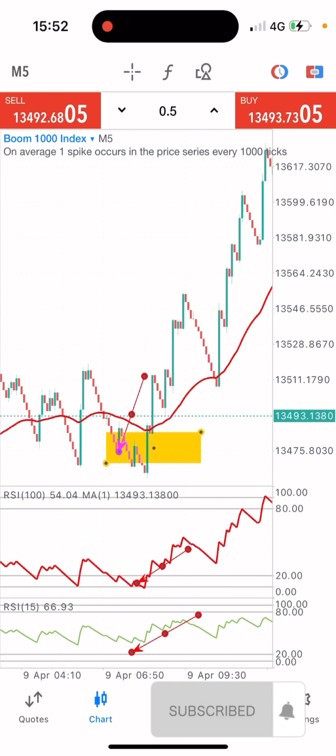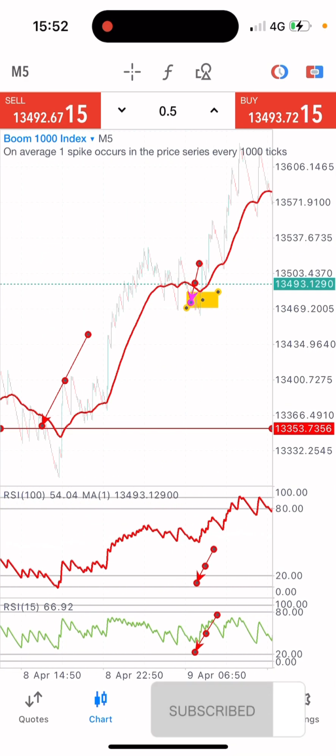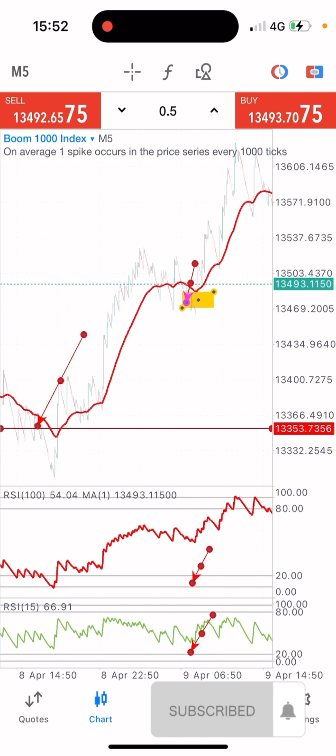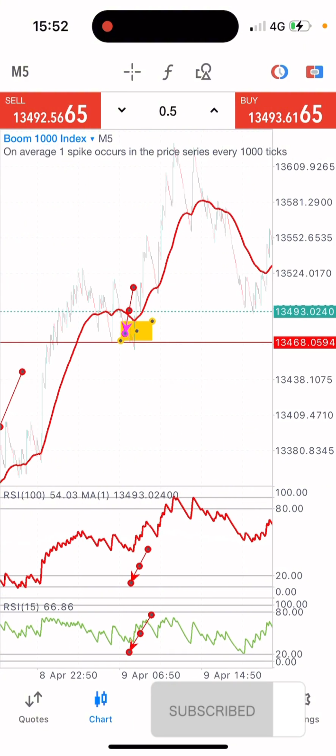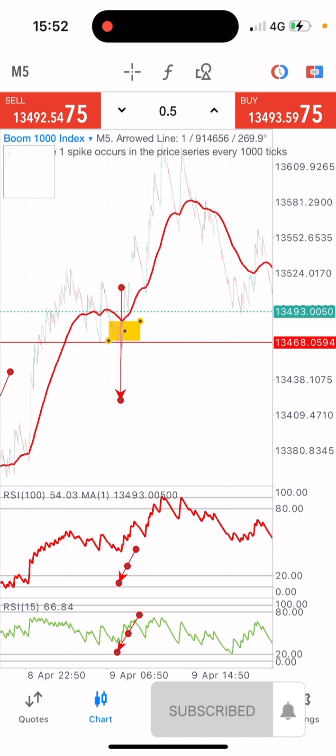See, look where the market was. Market was retesting this support. Look at this one. Market was retesting this support. As soon as it reaches this support, look what happened. Market shoots up just like that. You know what I'm saying?